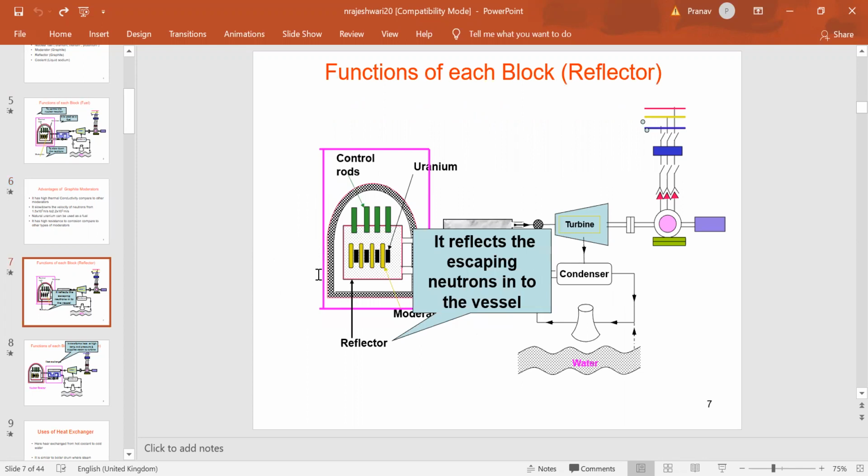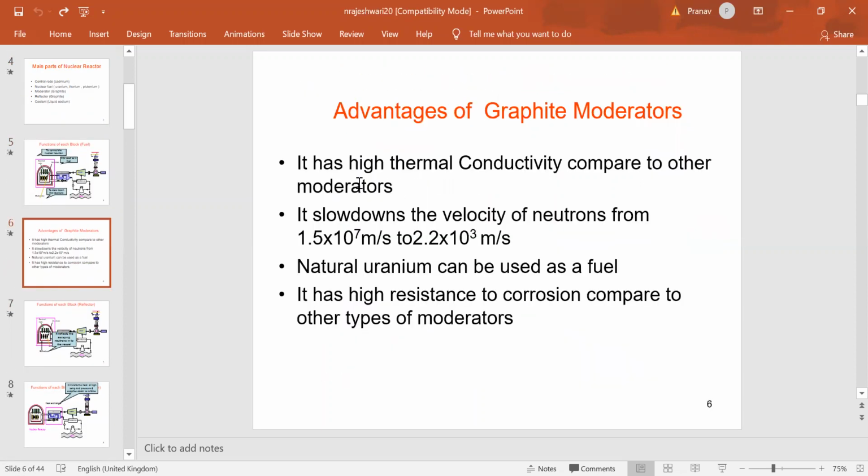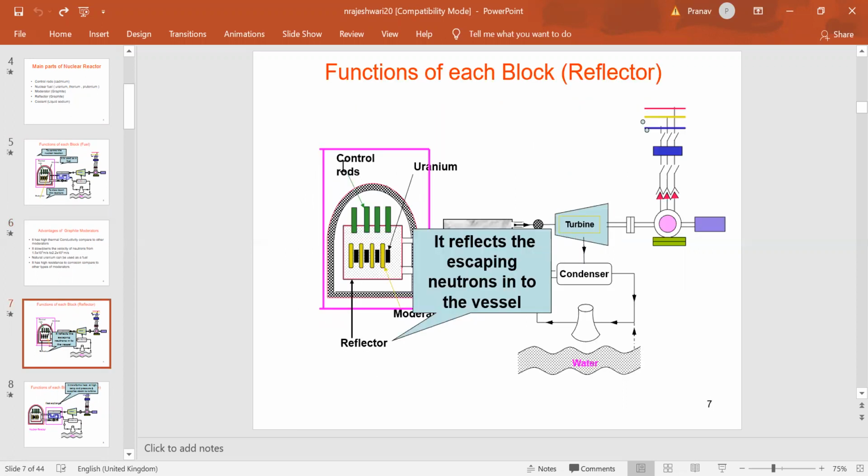And coming to the function of the reflector, these are the reflectors used in this nuclear reactor. It reflects the escaping neutrons into the vessel. So if any neutron is escaping from this vessel, the reflector will reflect the neutrons back into that vessel only. So this is the function of a reflector.